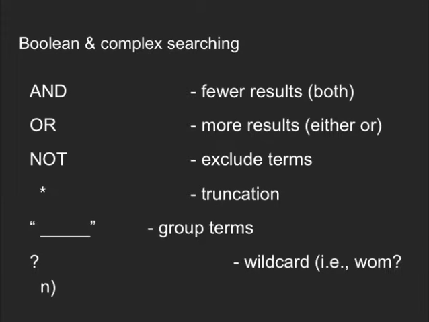Truncation is where it looks for the root of the word and you use the asterisk to tell it to find whatever follows that series of letters. Quotes will keep your terms grouped together, and question mark is a wild card.